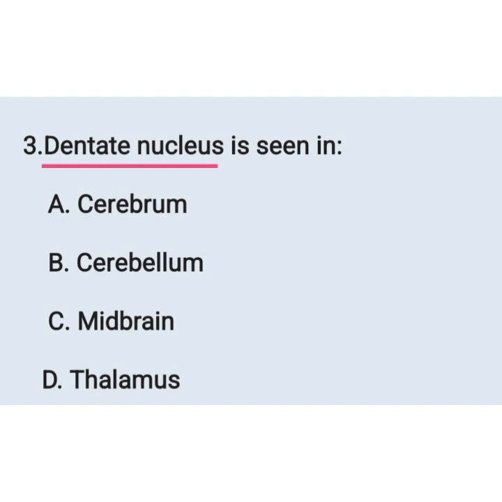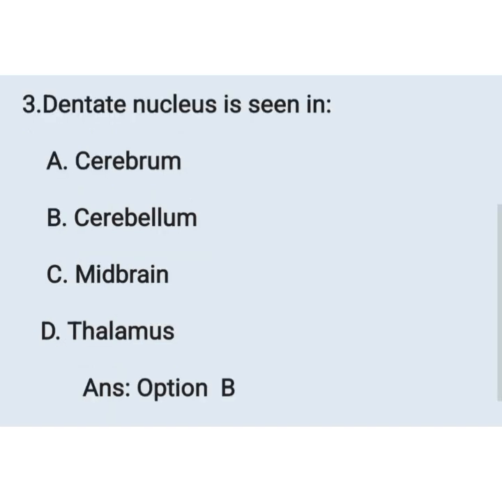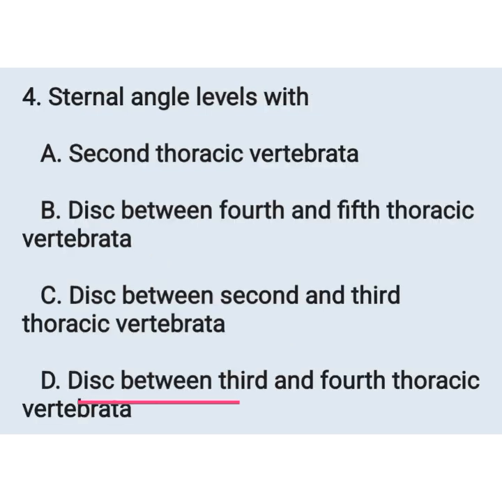Dentate nucleus is seen in. Options, option A cerebrum, option B cerebellum, option C midbrain, option D thalamus. And dentate nucleus is seen in cerebellum. Option B is the correct answer. On to the next question.